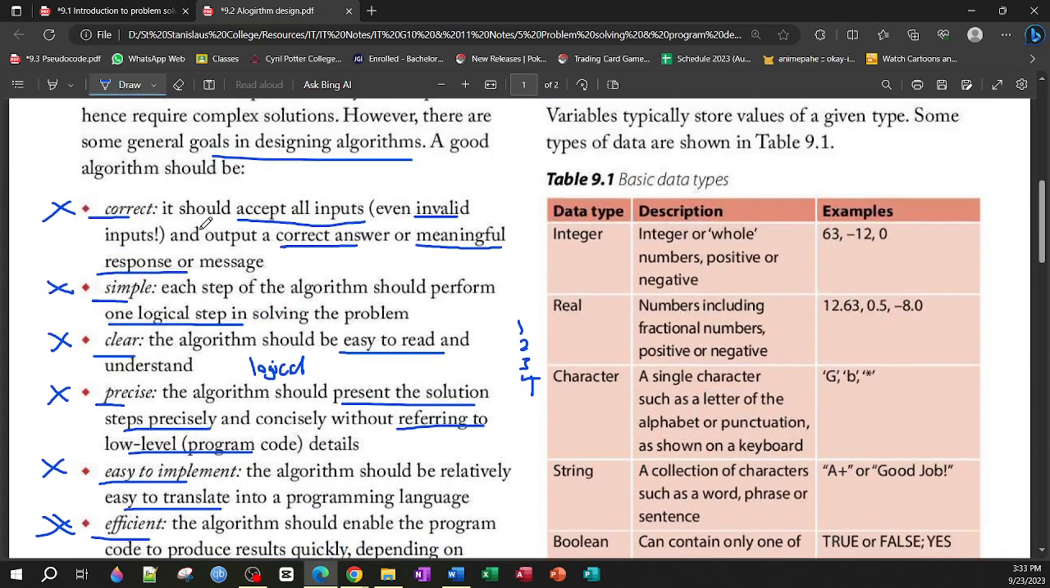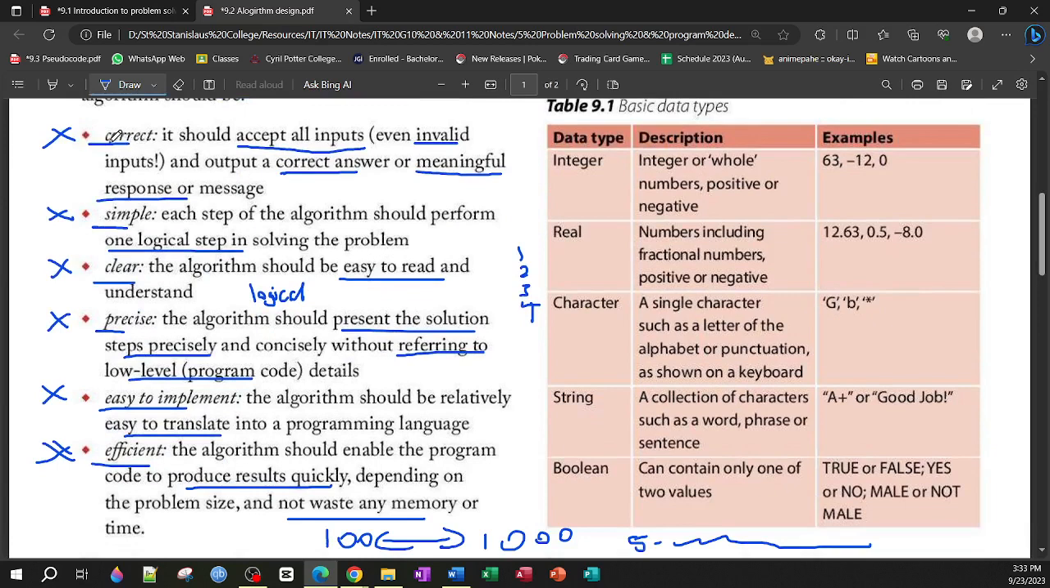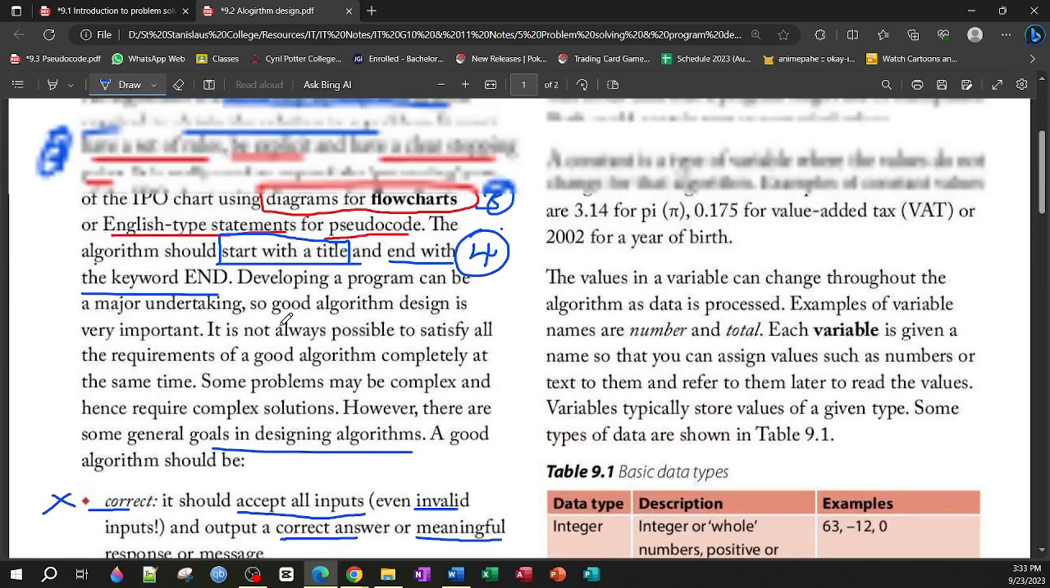So, as we just looked at, we looked at the characteristics of a good algorithm. We said that it must be correct, simple, clear, precise, easy to implement, and efficient. Are you guys clear on all of them? Yes, sir. All right.